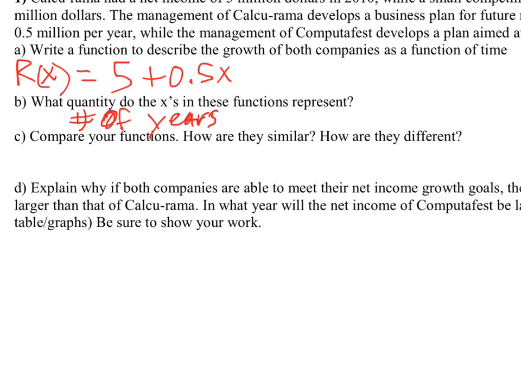And the other one, Computer Fast, I'm going to call that the F function for Computer Fast. That one starts at 2 million, but it's doing an increase of 15% each year, which, if you want to do a percent increase, it's going to be exponential. You're going to times it by 115%, which is 1.15 to the x power. And that's where I got those functions from. One's exponential, the other one's linear.